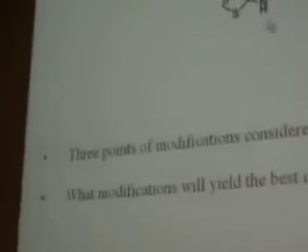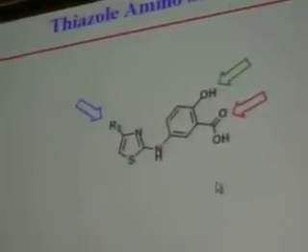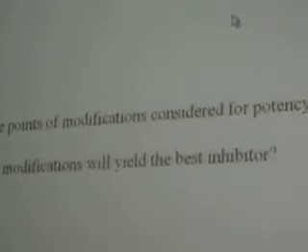thiazolaminosalicylate acid scaffold, which is basically what you see here, the base structure of the compound. So the thiazolaminosalicylate acid is composed of a thiazole ring, an amine group, and a salicylic acid ring. So what we want to do is make modifications to this molecule to see what modifications will give the best inhibitor for this protein.